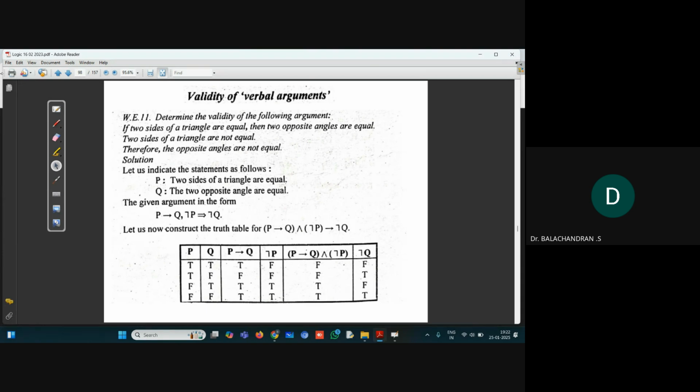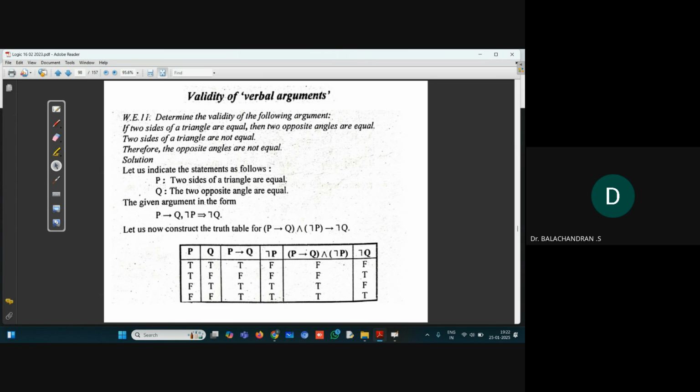Okay. So in the last class, I think maybe the last Sunday, we discussed some of the problems in theory of inference. Now, maybe this is the last class for theory of inference, and then we'll go to quantifiers. Okay. So here, validity of verbal arguments.